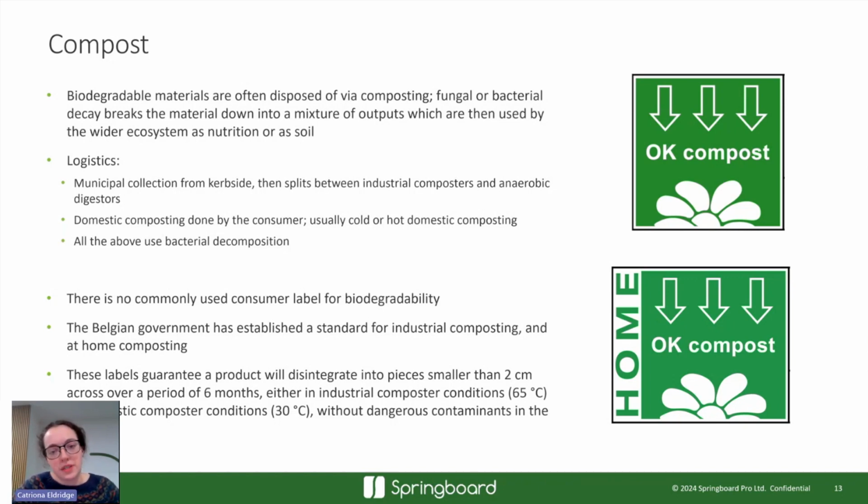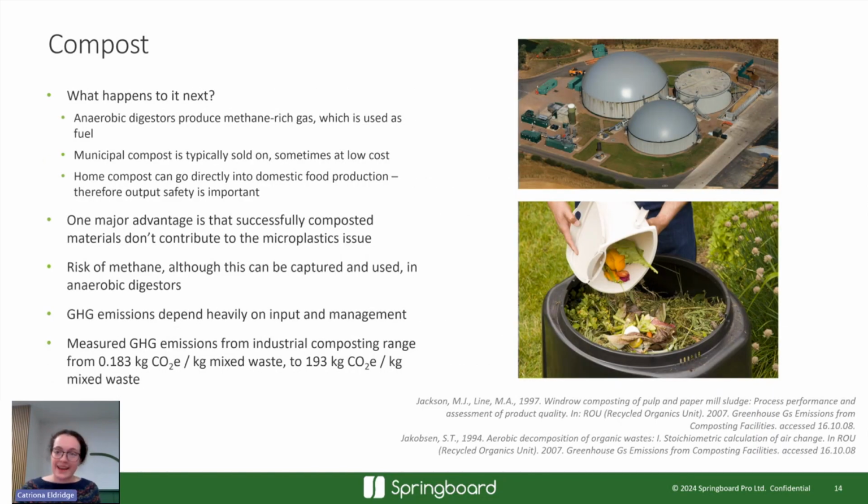But how does compost rack up in terms of the CO2 impact? Depends a lot on exactly how you compost things. So anaerobic digesters produce a methane-rich gas. This is typically used as fuel, normally on site, not much transportation going on. Sometimes the methane is extracted and that's injected into a local gas network. The side products like the municipal compost, that's typically sold on. Home compost in particular generally goes directly into domestic gardens, often into domestic food production. That's why in the Belgian standard there's such importance placed on the safety of the compost that you produce.